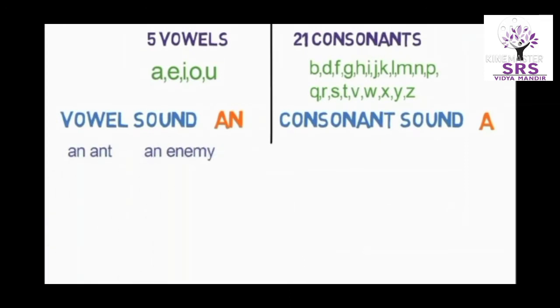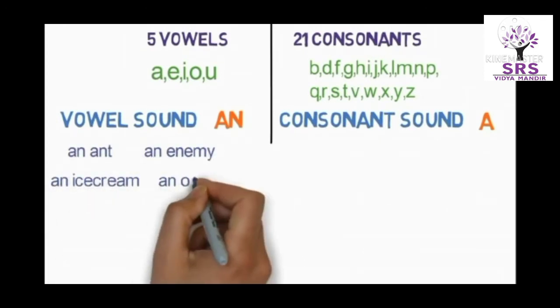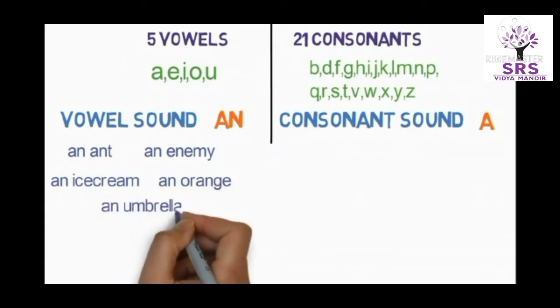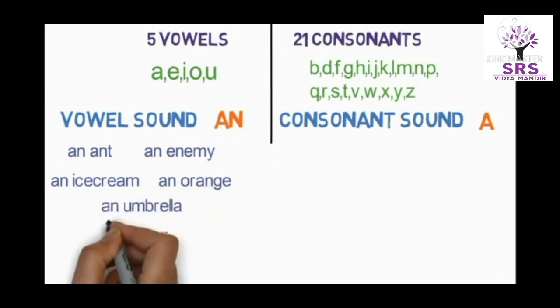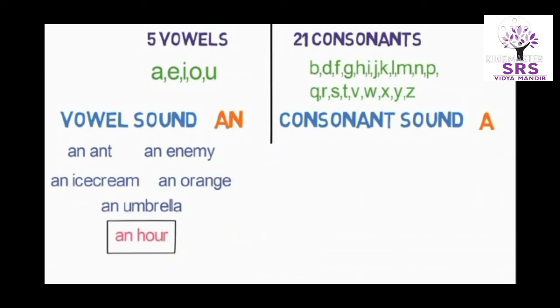Now we'll move on to the examples. An ant, an enemy, an ice cream, an orange, an umbrella, and an hour. Here you can see the word "hour" begins with a consonant letter but gives a vowel sound. So we have to use "an" here.